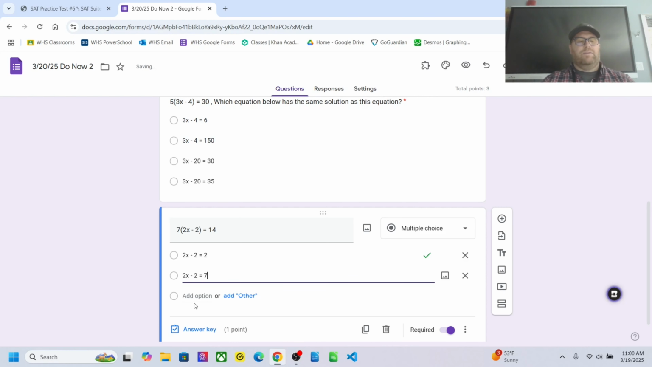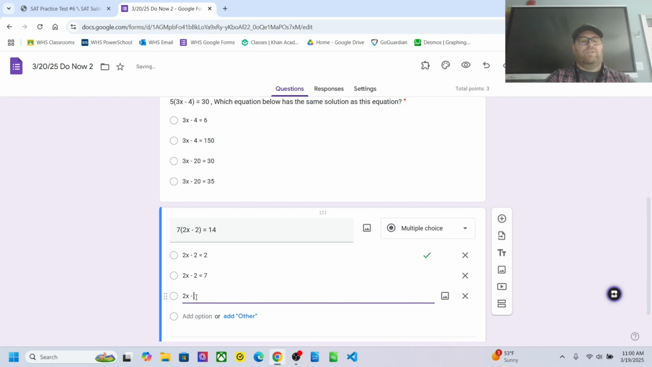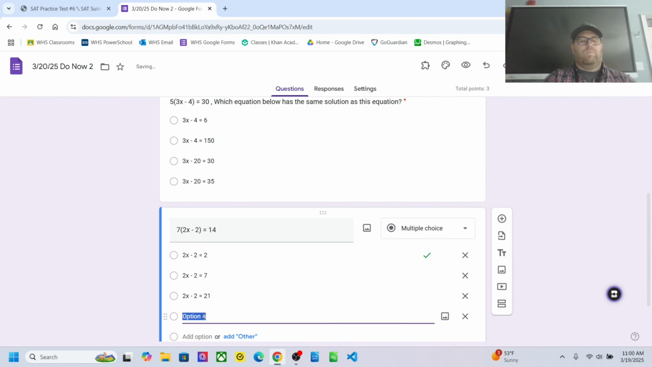Let's add 7 to both sides, so we get 2x minus 2 equals 21. And then let's do another one where we multiply 7 by the minus 2, so 2x minus 14 equals 14. But that's going to be the same solution, so let's give it 21, okay? Because, no, it's not going to be the same solution, but this will keep it definitely not the same. I was thinking if this was plus 2 and this was 2, then it would have been the same solution.